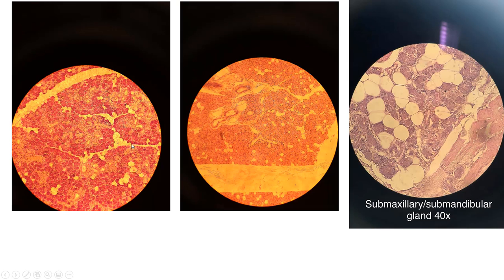So microscope slides, these three microscope slides are showing salivary glands. They all have the same appearance. This is zoomed in a little bit more, but you see how you get these little clear spaces. These are salivary glands that secrete saliva. So parotid, then you have the submaxillary and submandibular.